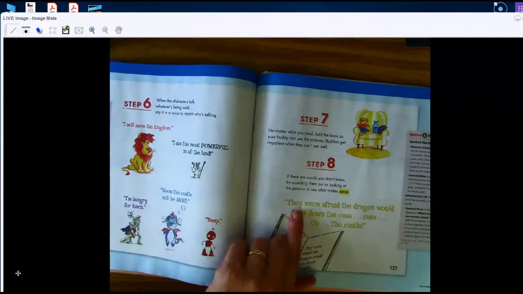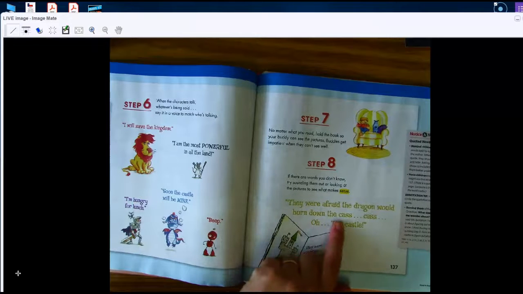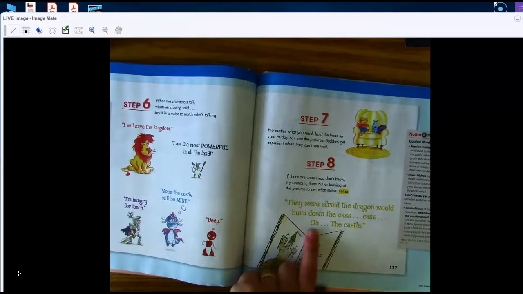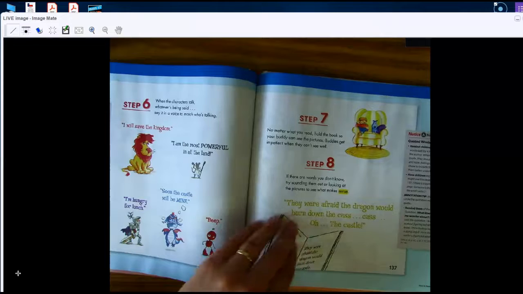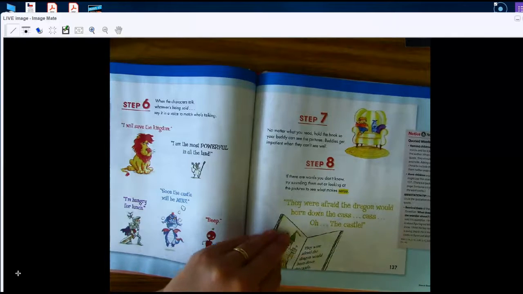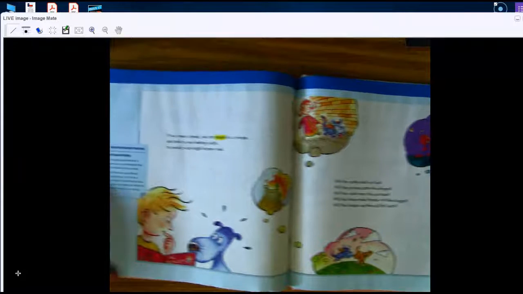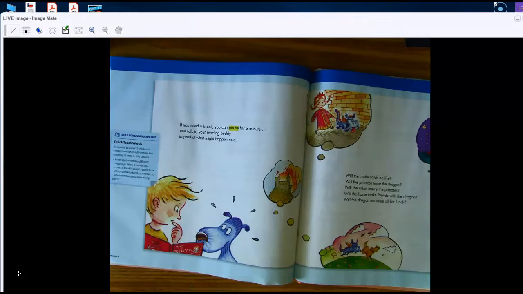Okay, let's read. They were afraid the dragon would burn down the... Oh, the castle. He was looking at the picture of the castle to know that. Okay, step 9. Oh, no, we're on step 8 still. If you need a break, you can pause for a minute. Remember, pause means to take a short stopping point. Remember, just a short little stop.